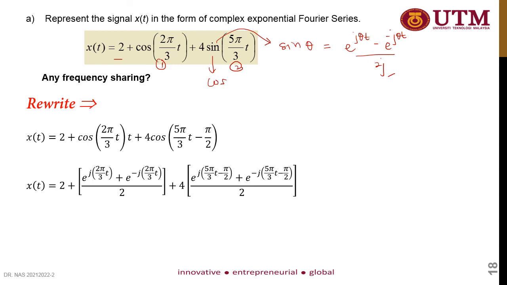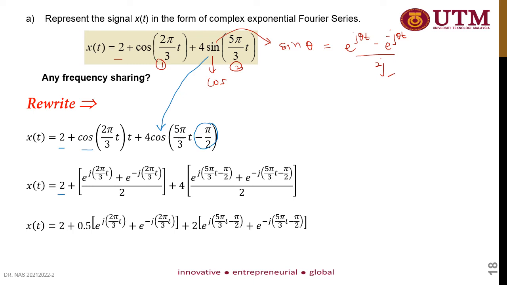Okay, so when you rewrite, this is the first component, a cosine function, and then plus, when you convert the sine function into cosine function, you'll be having a phase shift of negative pi over 2. Now convert each of the components into exponential form.